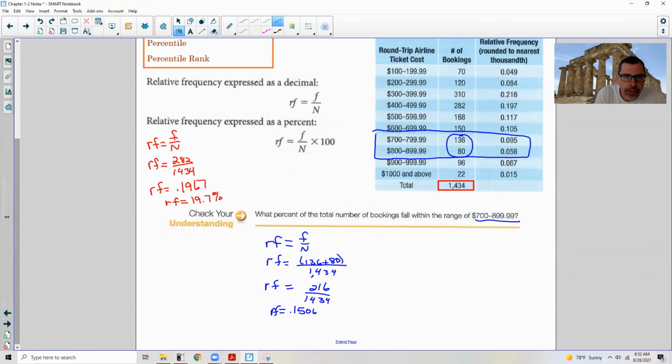And I shouldn't put equals here because I am rounding, so now it is an approximation. You can write equals all the way up until you're converting a fraction to a decimal. That's not going to terminate. Okay, so there's an approximation. And so then I turn it to a percent, and RF is, and there I go again with my equals, approximately 15.1%. Okay.